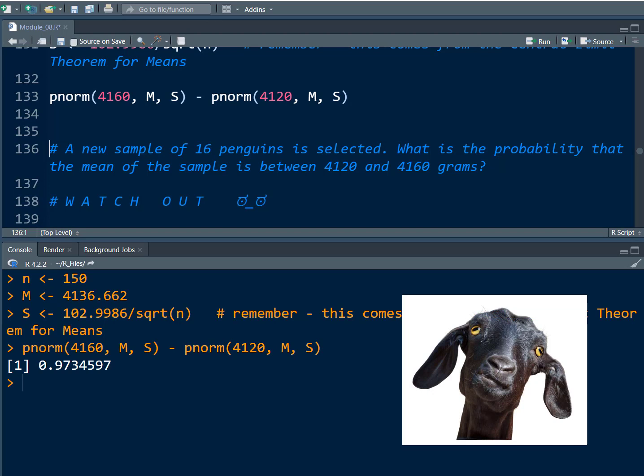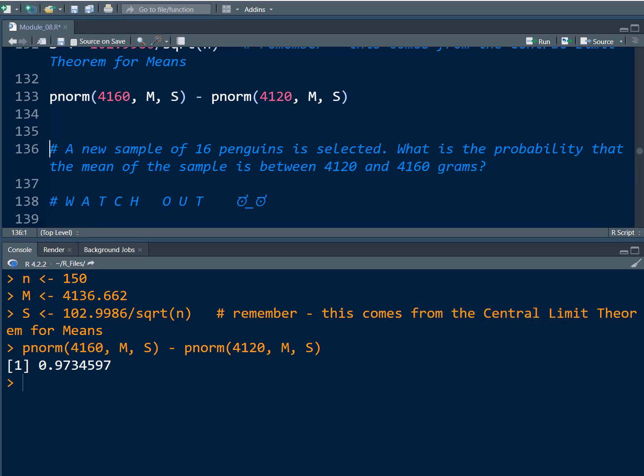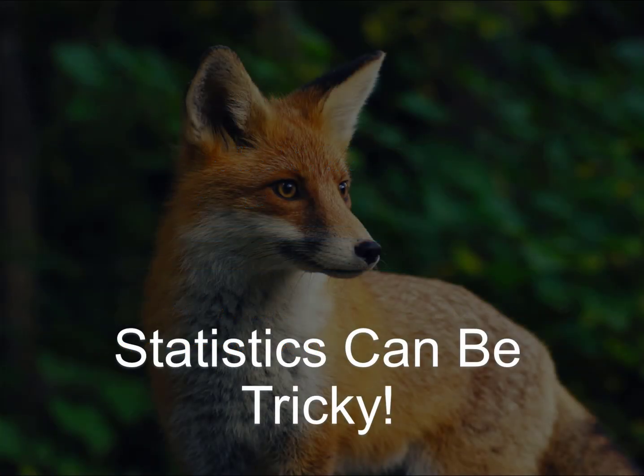It's because we have a sample size that is too small. Now, if we knew that the population was normal, we could get away with it. But that's not the case here. So here we're stuck. We can't find this probability. And this is an example of how statistics can sometimes be tricky. We could run the R commands and get an answer, but that answer would basically be meaningless.